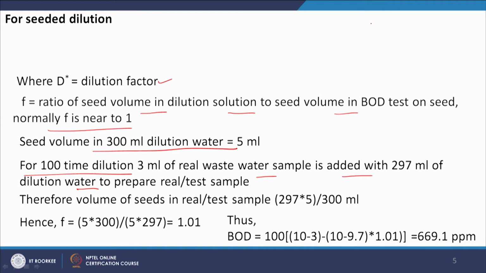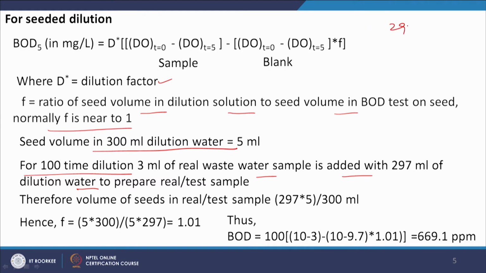So, 297 plus 3, that is equal to 300 ml you are getting. So, this is our sample, this is diluted water. So, the volume of seeds in the real sample test bottle is equal to how much?